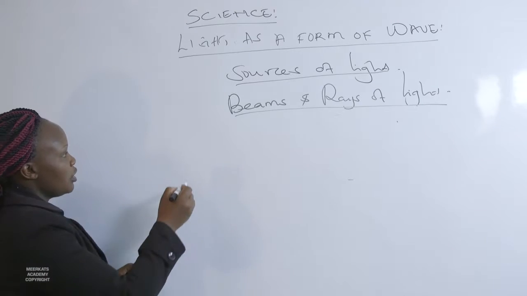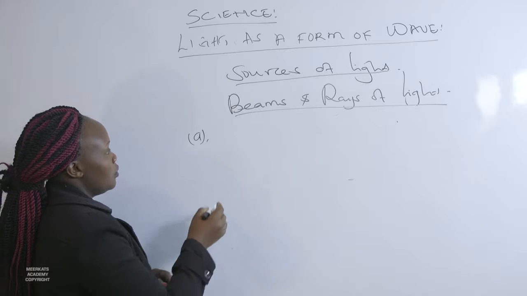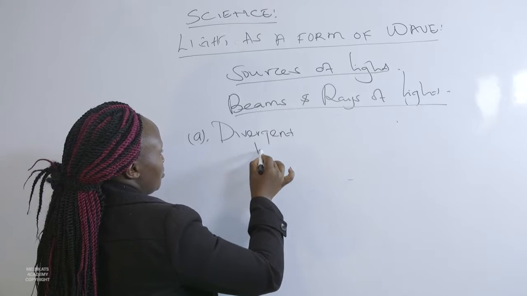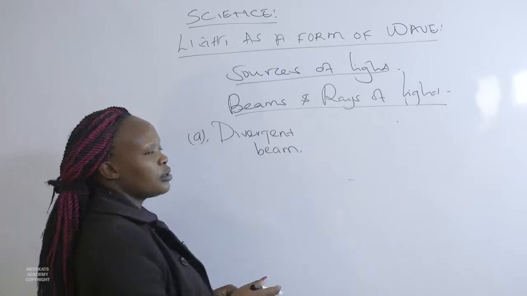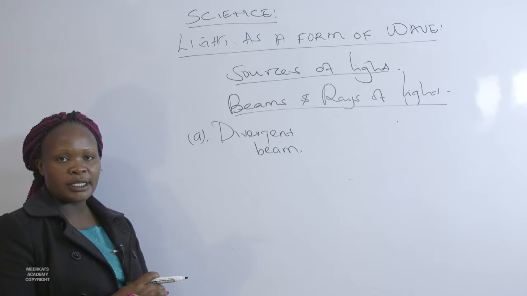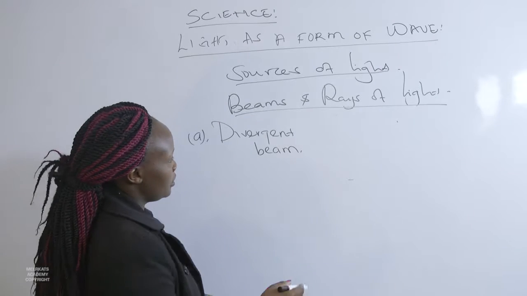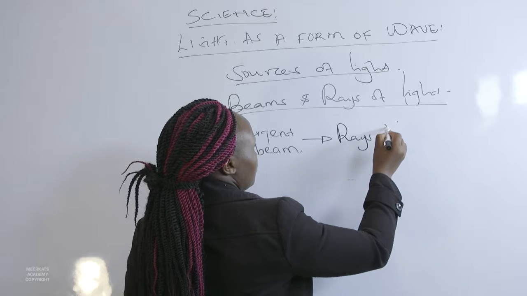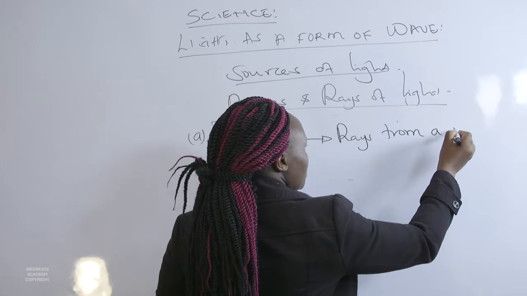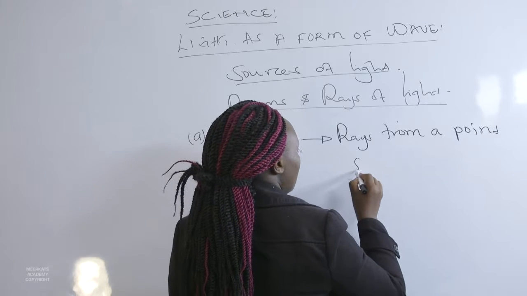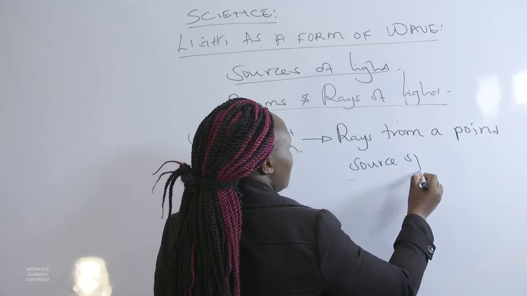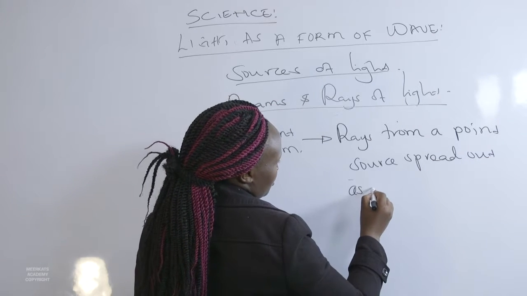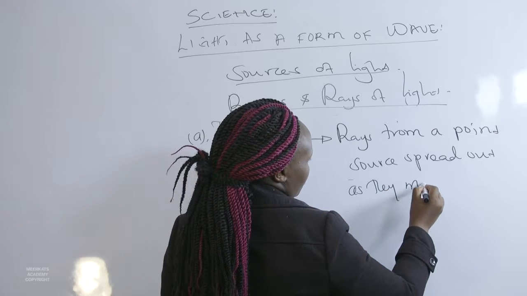We could talk about another, which we call a divergent beam. What kind of a beam is that? And here is where rays from a point source spread out as they move away from the source.